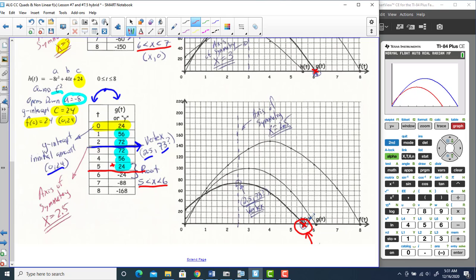We'll have more precise ways of determining that later on in the course. For now, axis of symmetry is the time when the vertex occurs. We assume it's about 2.5 seconds into flight. We approximate the vertex to be measured at 73 feet after 2.5 seconds. We can identify the roots from the table of values as well as the y-intercept.